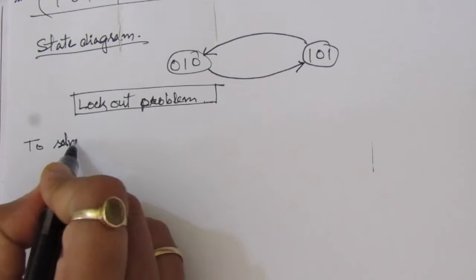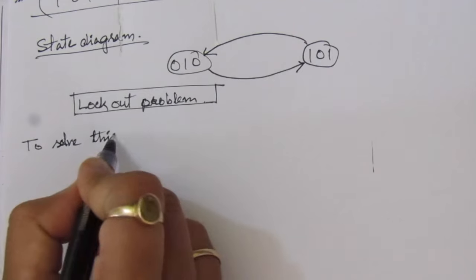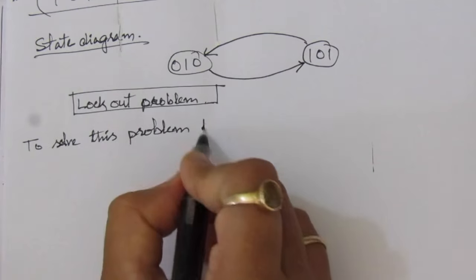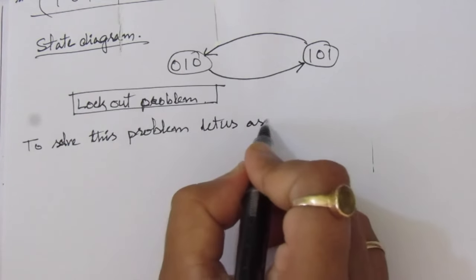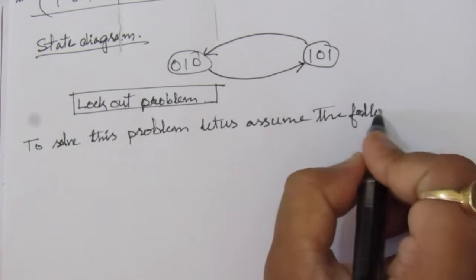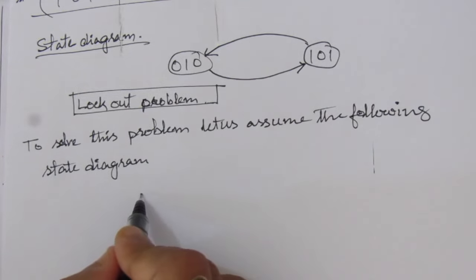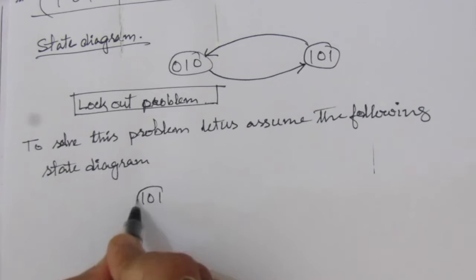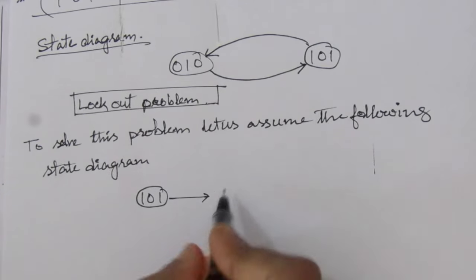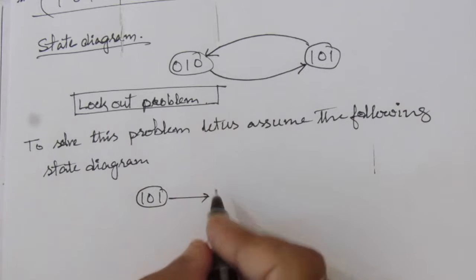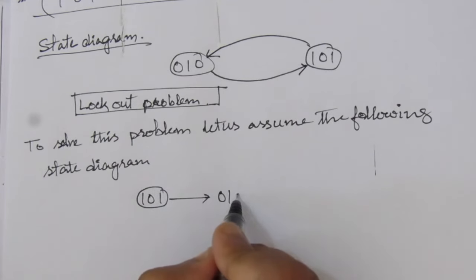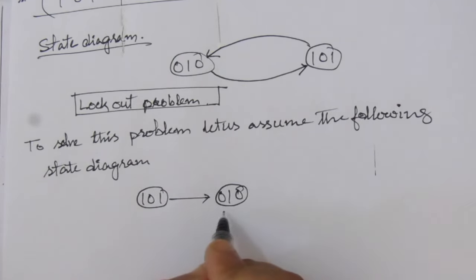To solve this problem, let us assume the following state diagram. Whenever we have 1, 0, 1 at the output, it will go to next state 0, 1, 0 as previously. And this is also a new state.